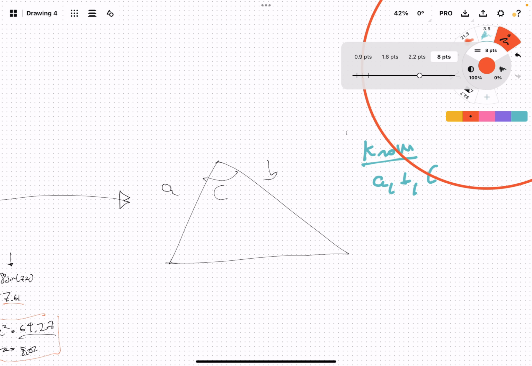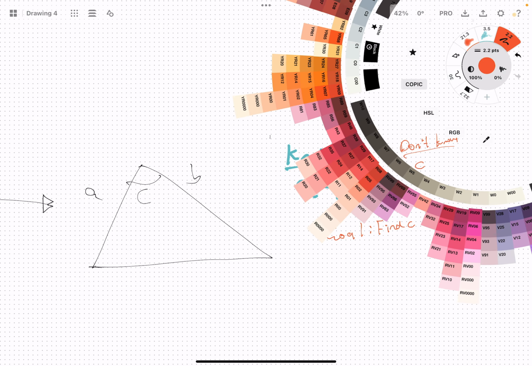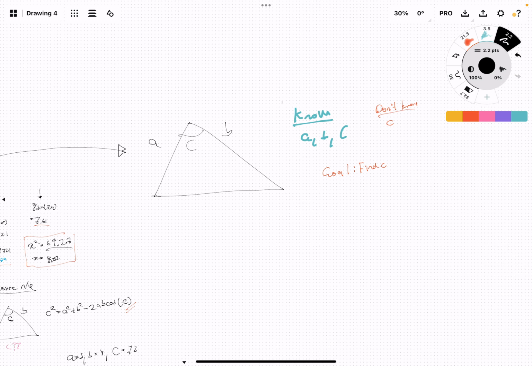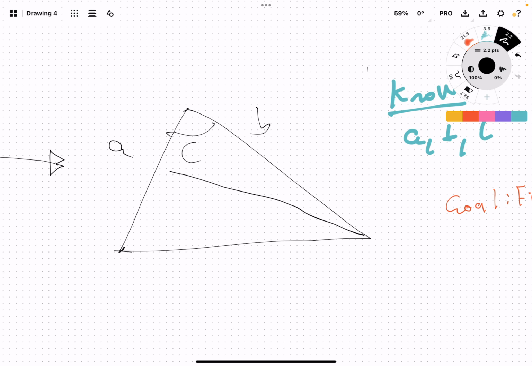Big C. We don't know little c. So our goal is to find C. So what can we do? Well, we do basically the same thing as before. Draw a right triangle.